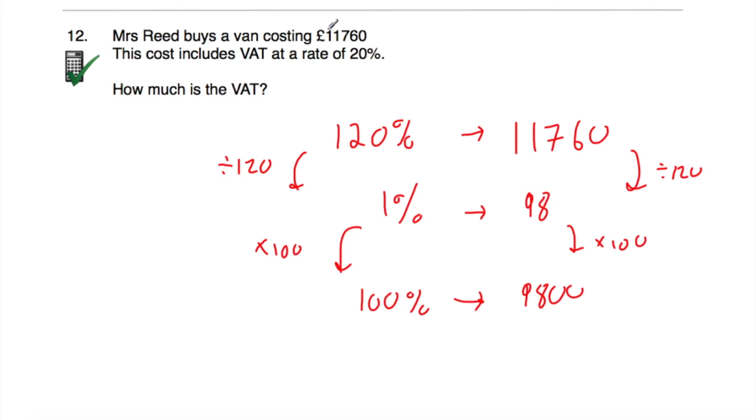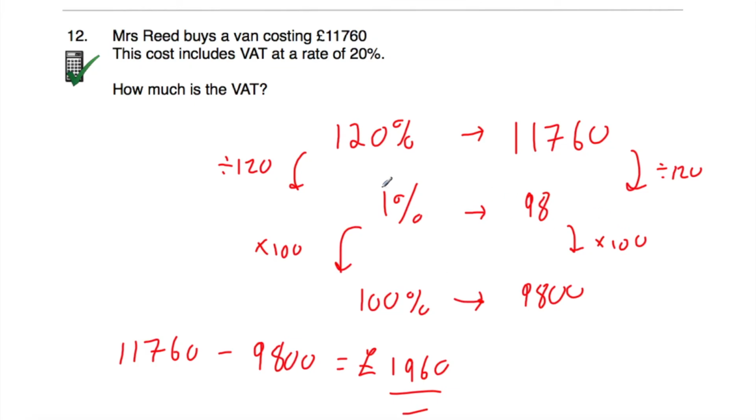So if we take the cost including VAT, and we subtract the cost of the van without VAT, then the difference would be how much the VAT is. So we could do £11,760, take away 9,800, and that's equal to £1,960. So that means the VAT is £1,960. And that's it. Okay, so that's one approach to that question.